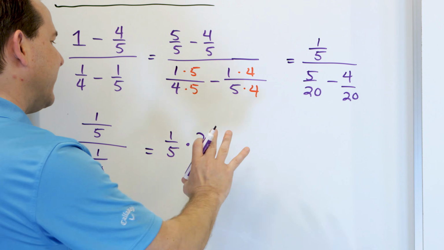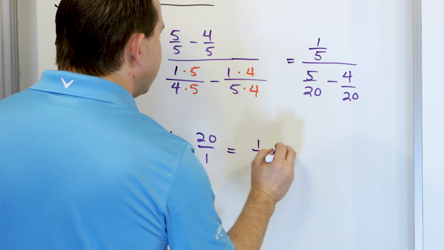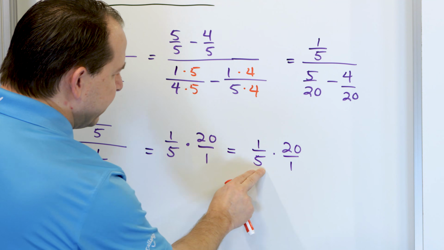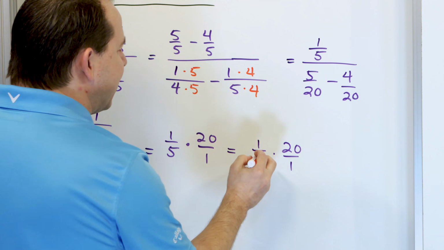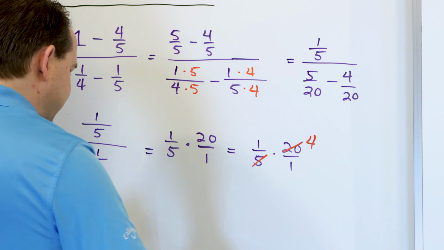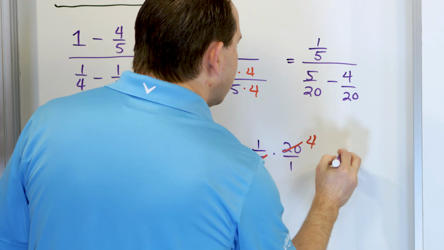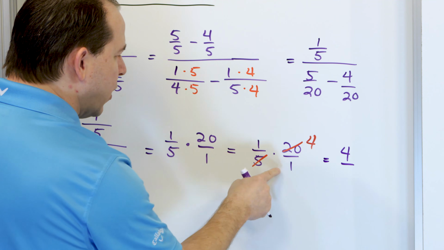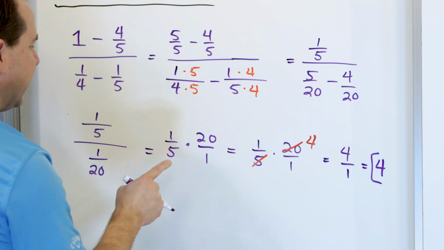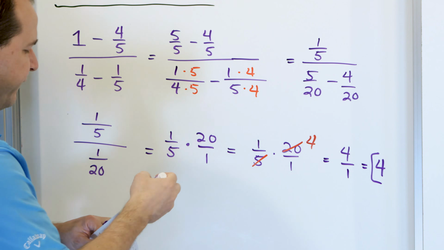But typically, when the problems get more complicated, we want to cross-simplify first. So let me rewrite it again. 1/5, 20 over 1. So we'll just get practice for that. We say, well, we have a 5 and we have a 20. We know we can simplify. 5 divided by 5 is 1. 20 divided by 5 is 4. And now what I'm presented with is 1 times 4 on the top, and then implied 1 times 1 means 4 over 1, which is 4. That's exactly what we said we would get. 1 times 20 is 20, 5 times 1 is 5, 20 divided by 5 is 4.